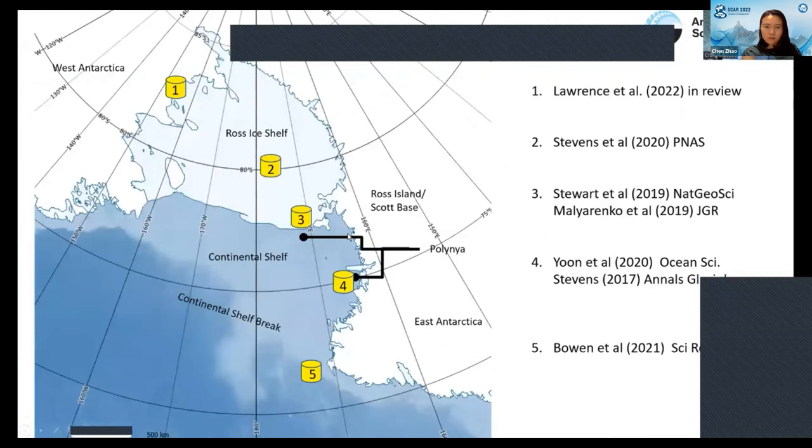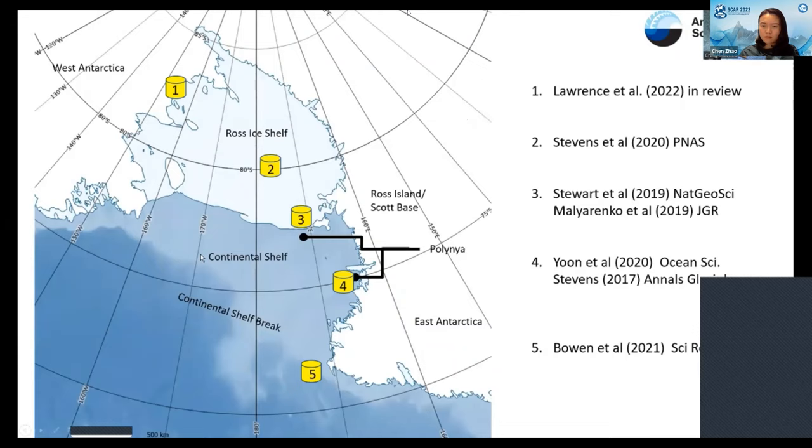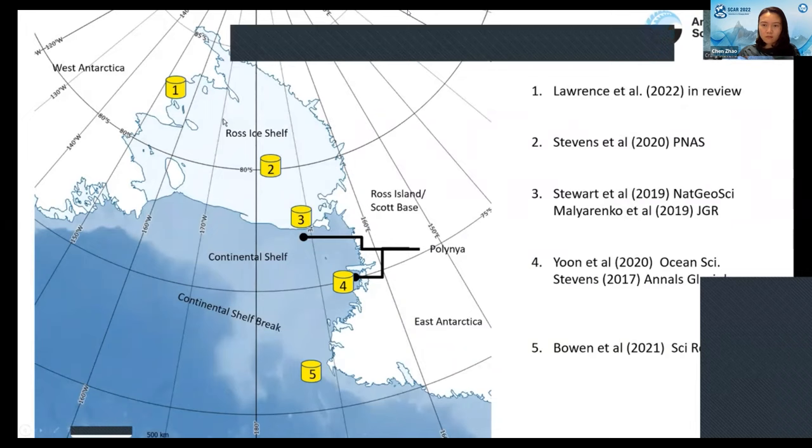These are observations, part of a sequence of stations we've occupied over the last decade, where we've been trying to build up some sort of process and time series awareness. This extends from the continental shelf break through to coastal and ice shelf frontal regions, as well as the central circulation within the Ross Ice Shelf. And then the station that I'm going to talk about today is at the grounding line, some 1,000 kilometers from Scott Base and McMurdo Station.